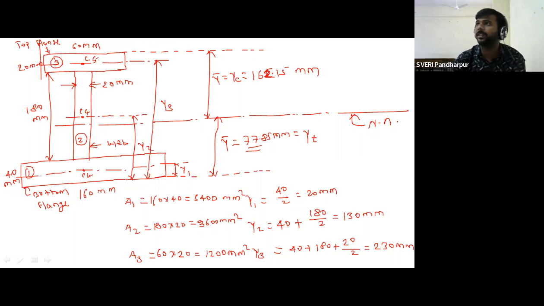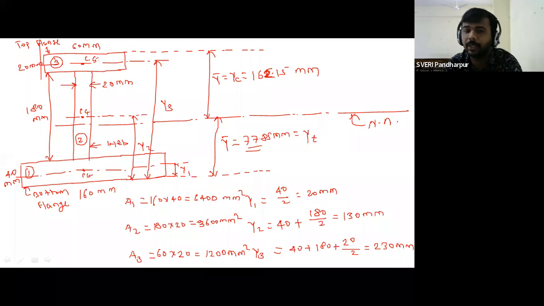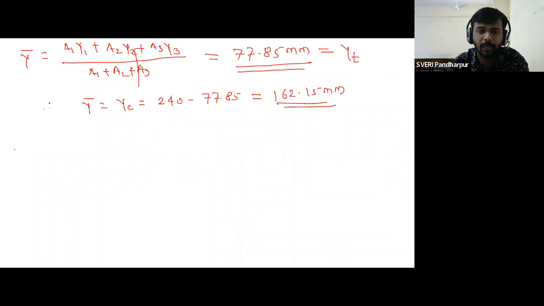So now we have represented the position of neutral axis. Upon neutral axis position, find out y bar. Now we have to go for the moment of inertia calculation. We have to calculate it by using the formula Ixx is equal to Ixx1 plus Ixx2 plus Ixx3.